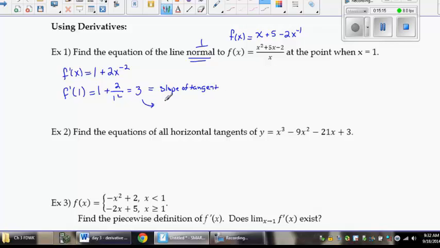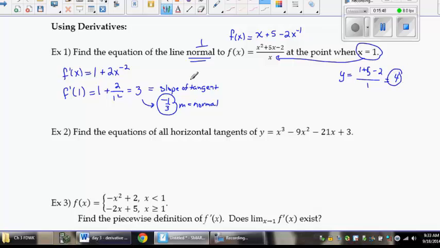So that means that negative 1/3 is the slope for the normal line. I used m for slope. So this is going to be our slope for the normal line. And then I need a point. So I have x equals 1. Now I need a y value. To get the y value, I'm going to plug this back into here. So y, when x is 1, is going to be 1 plus 5, minus 2 over 1, which is 4. There's an x value, a y value, a slope. y minus y1 equals m times x minus x1.